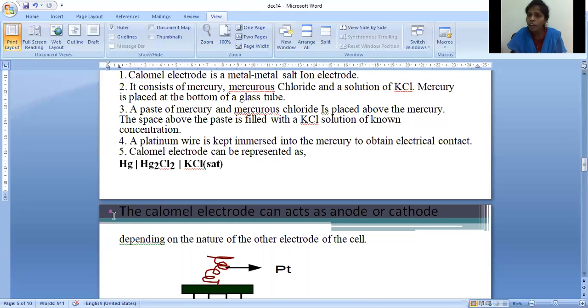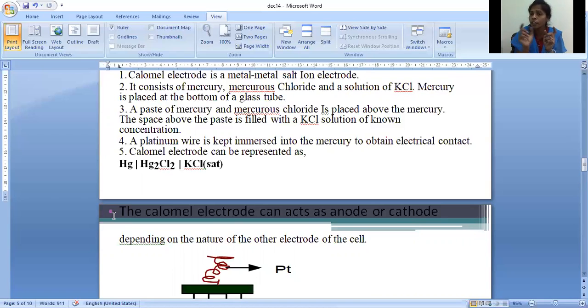So now what we are assuming here, the saturated calomel electrode is acting as the anode. I said you know, it is acting as either anode or cathode, that depends on the other electrode. Now what we are assuming, saturated calomel electrode is acting as the anode. If it is acting as the anode, the left side part of the double vertical line matters here. We need to consider the left side one here.